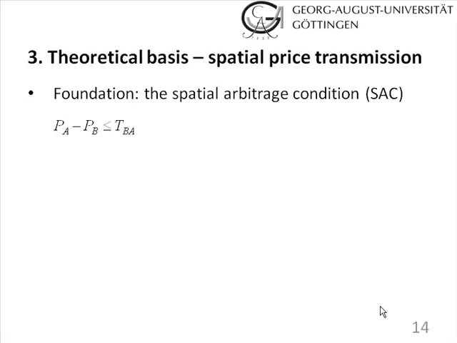By buying in the low price market and selling in the high price market, of course, they push up the prices in the low price market and they push down the prices in the high price market until some sort of equilibrium is established, is reestablished. And this equilibrium is what's called the spatial arbitrage condition. It says that the difference between two prices, PA and PB, cannot be larger than the transport costs, or let's say in more general terms, the transaction costs of moving the goods from B to A.